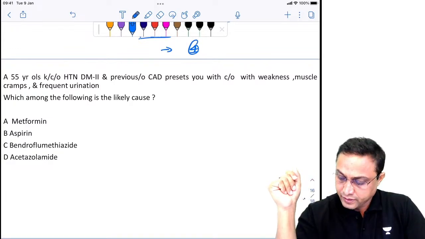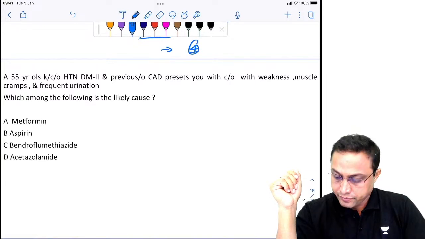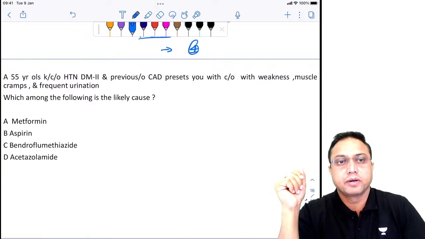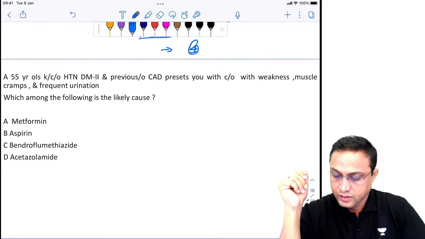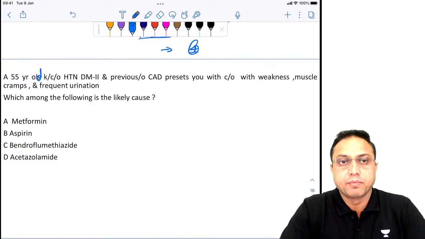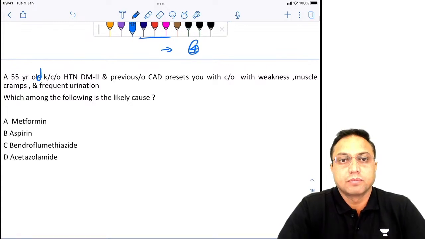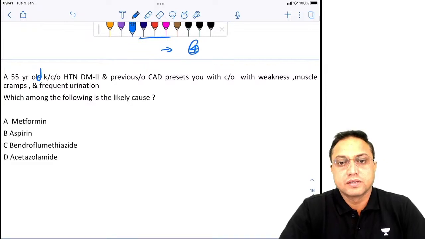Time's up, guys. Which among the following is the likely cause? Metformin, aspirin, benzoflumethiazide, acetazolamide. A 55-year-old, known case of hypertension, diabetes, and a previous history of CAD presents to you with the complaints of weakness, muscle cramps, and frequent urination. Which among the following is the likely cause?